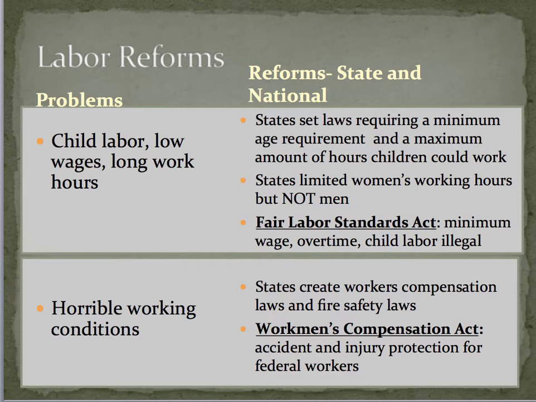The second piece that they were trying to address was the horrible working conditions. Remember, workers were facing very dangerous and very unsanitary working conditions. So the states worked to create workers' compensation laws as well as fire and safety laws, which I think we know directly stemmed from the Triangle Shirtwaist Fire. Workmen's compensation, we talked about this a little bit before, but it's the accident and injury protection for workers. It sets a standard: if people were to be hurt at the workplace, what is your job responsible for, and what protections do you have to maintain a safe workplace?